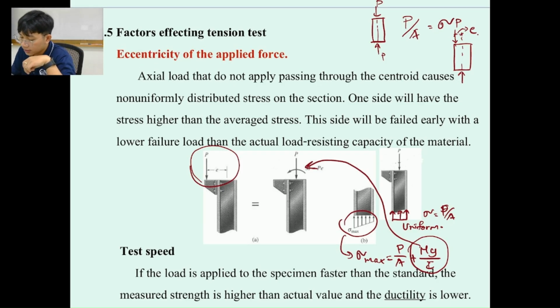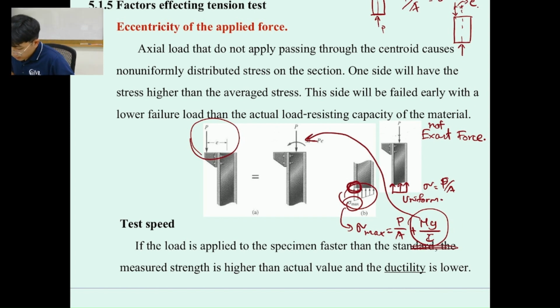Okay, which means if there's some eccentricity length during the installation of the testing, it's not going to provide the exact force or stress, because your sample is going to fail faster. For example, if there is some eccentricity length on your sample, it's going to fail at this point first. Okay, which means sigma max is going to occur at this point.